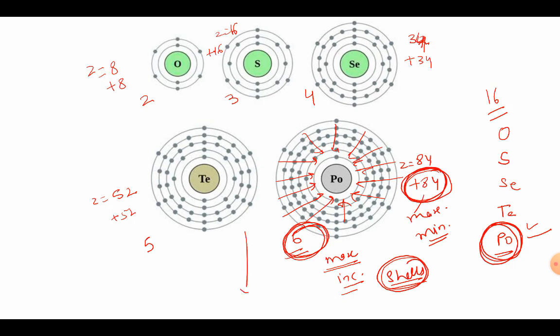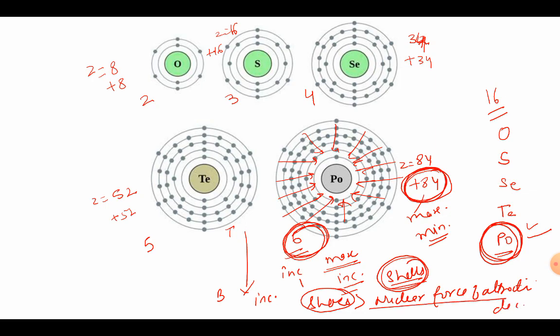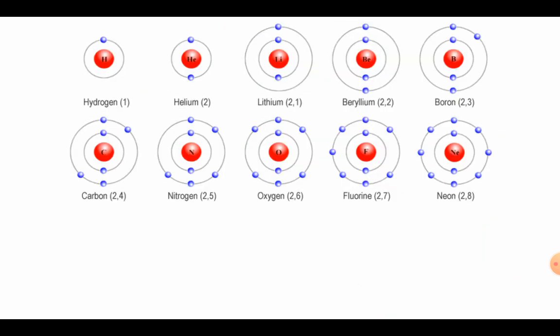So understand this thing, when we move from top to bottom in a group, the atomic size or the atomic radius will increase, because the shells are a stronger factor than the nuclear force of attraction. And remember that shells increase the size, and nuclear force of attraction decreases the size. So we are done with the group. Now let us start with the period.